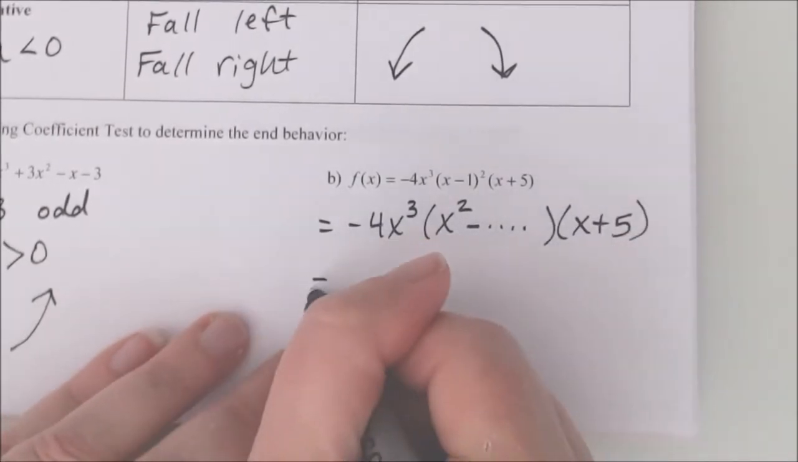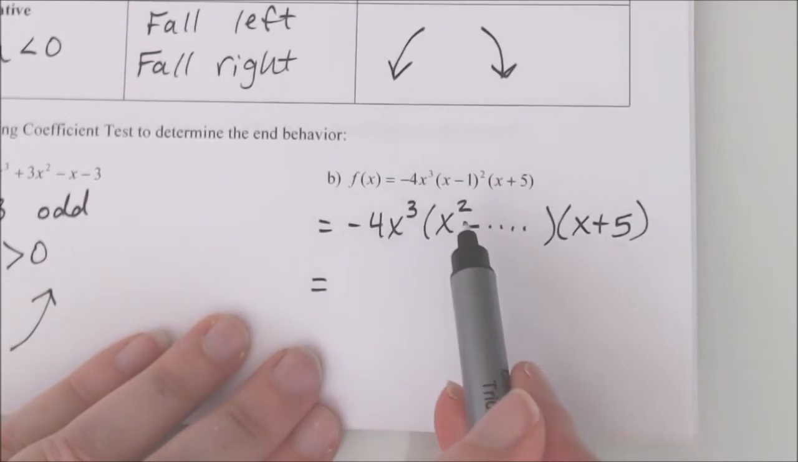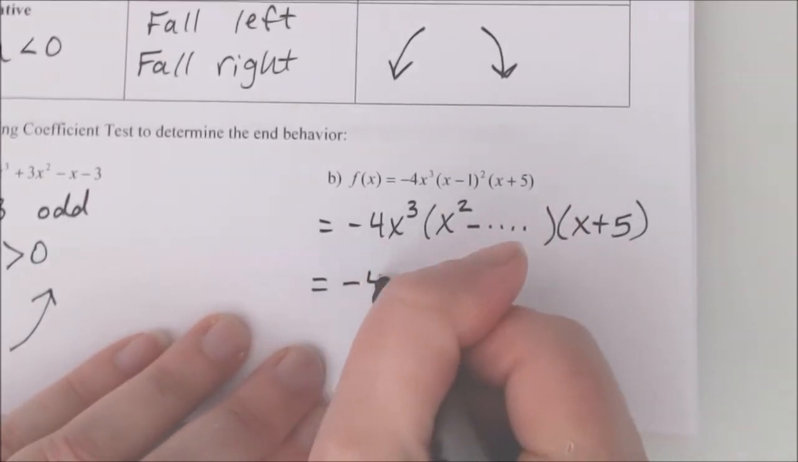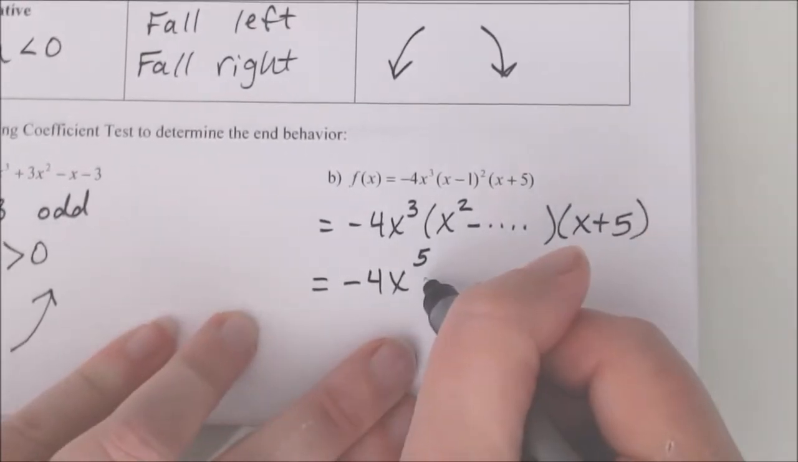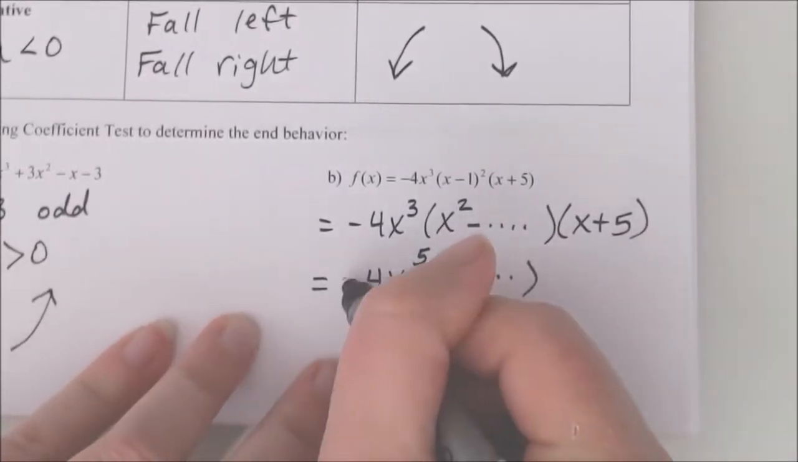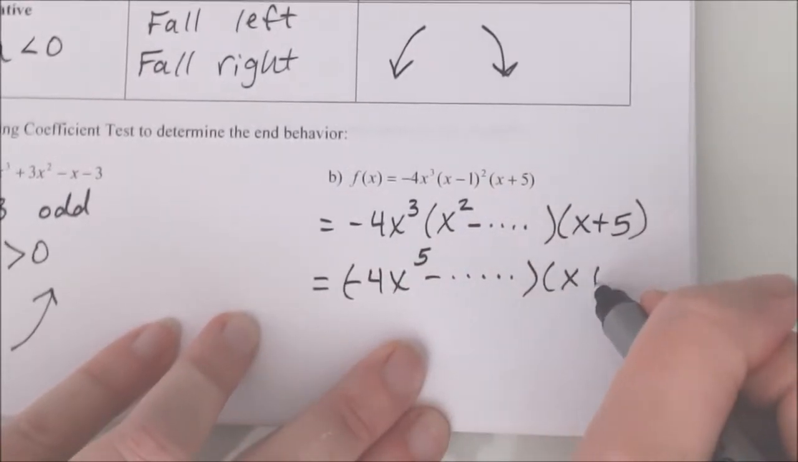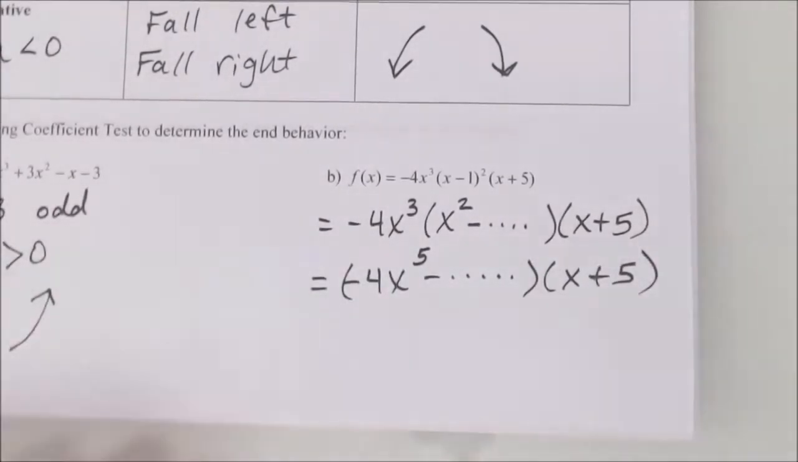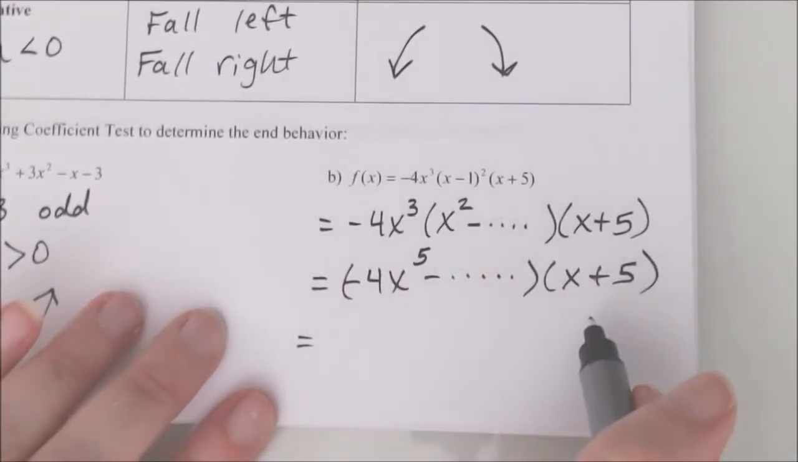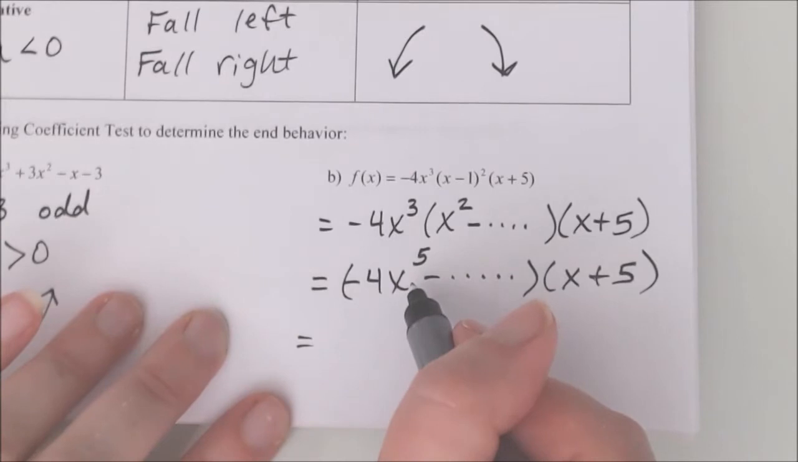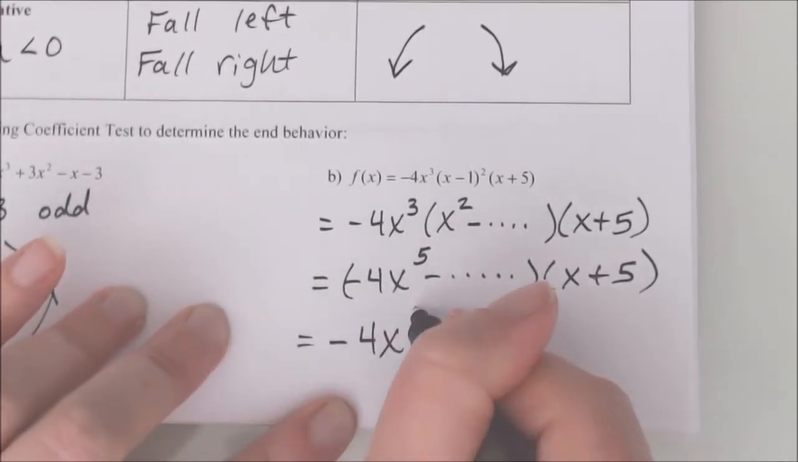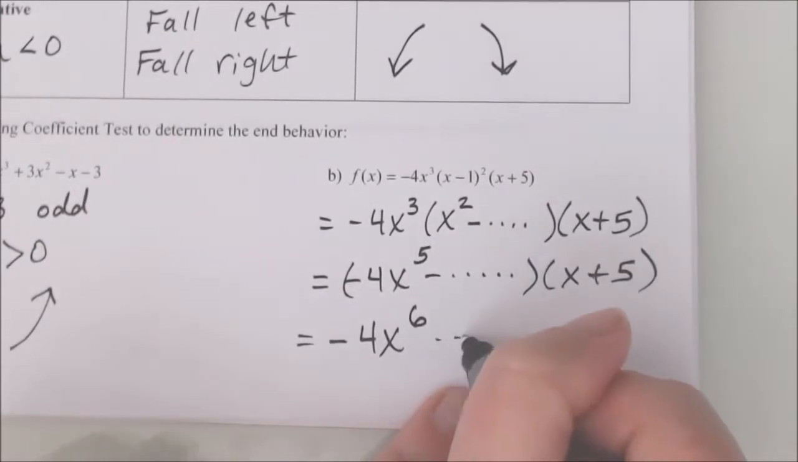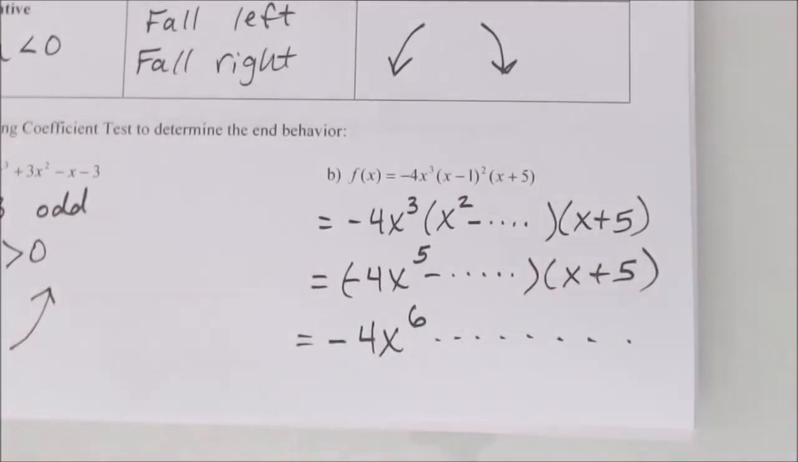If I were to take that negative 4x cubed and distribute it, I would get negative 4x to the 5th power, because remember you add exponents, minus a bunch of terms that would follow that, times the x plus 5. And then if we were to distribute all of that, we would have negative 4x to the 5th times x. So the first term would be negative 4x to the 6th. And then we'd have a bunch of terms that would follow that if we were to multiply all of that out. But I don't really care what the rest of the terms are.